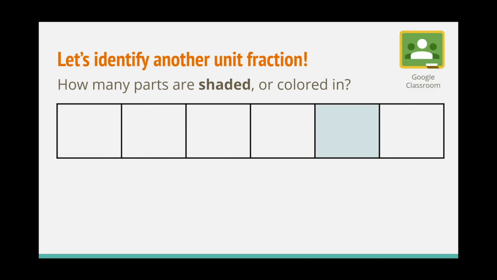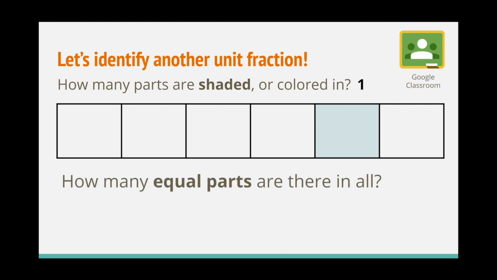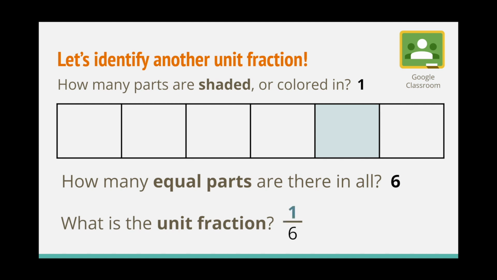Let's do one more. So, how many parts are shaded in or colored in? If you said 1, you are correct. How many equal parts are there in all? So how many parts? If you said 6, you are correct. So what is our unit fraction? If you said 1/6, you are correct. And there's a little Google Classroom symbol up in the right corner. That means there's more practice in Google Classroom under our assignment for you to practice showing that you know what a unit fraction is.